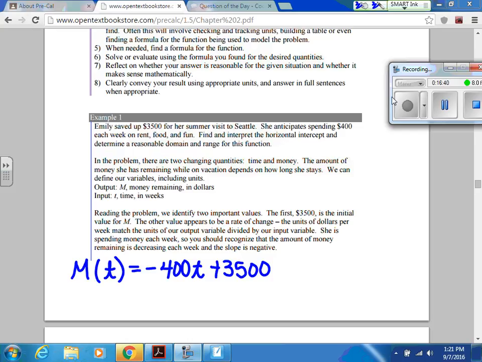Okay. What's my x-intercept? Solve that. That's your x-intercept, or your horizontal intercept. It's not an x, it's t. So it's the same thing.